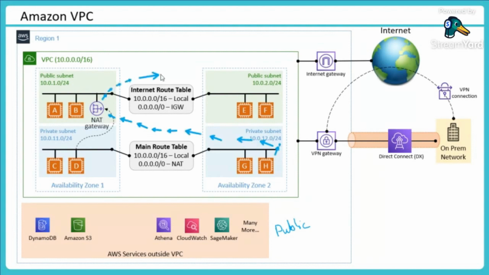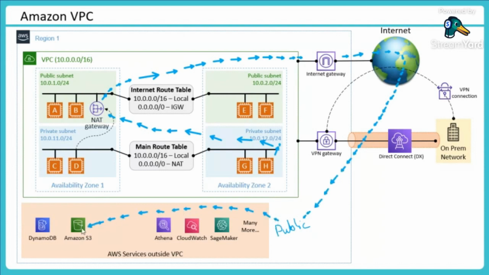NAT gateway will forward traffic to internet gateway. Internet gateway will then access resources in the public subnet, and through this public subnet, the request will be coming to S3. Do you see the complicated pattern? We sometimes call it hairpinning, which means unnecessarily your traffic has to go out and then come back in. It doesn't make sense at all.